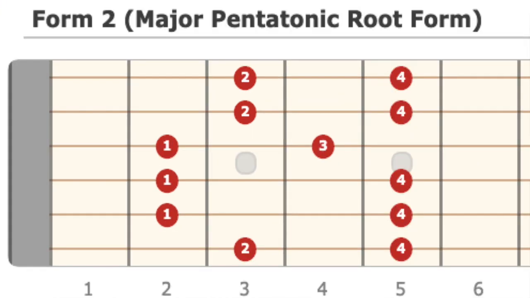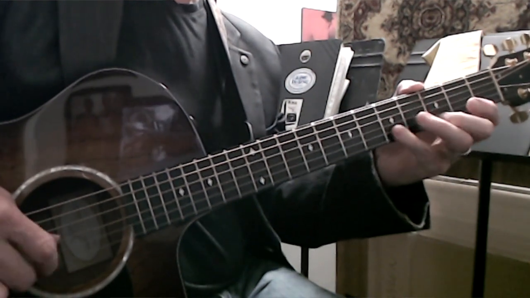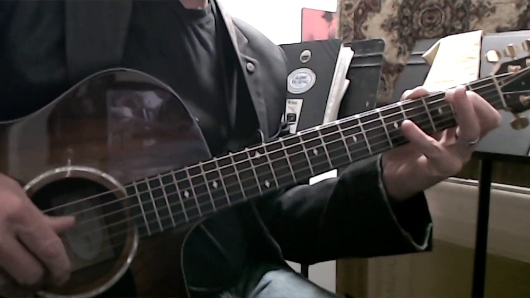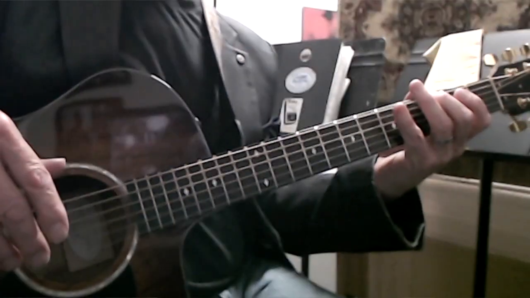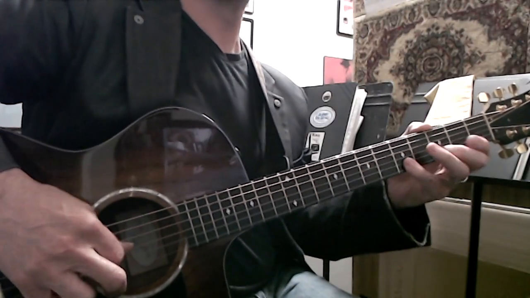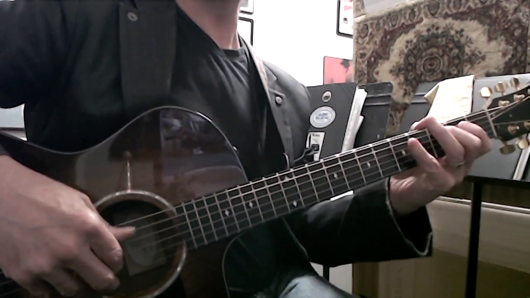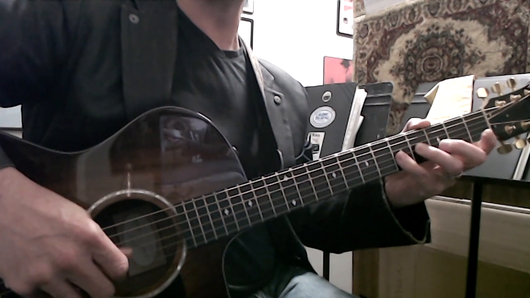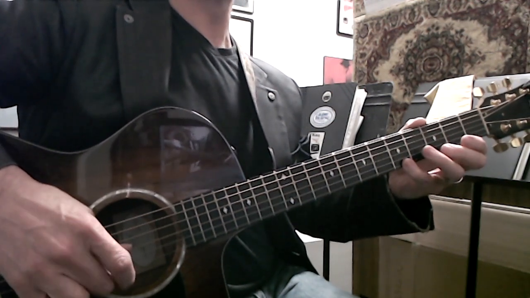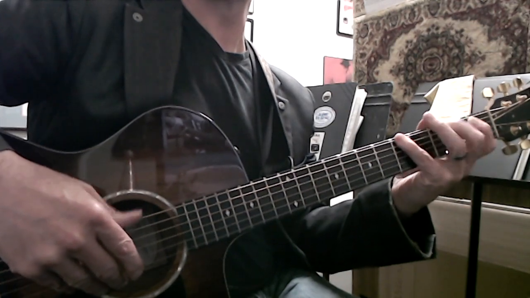So here's the form 2 major pentatonic. 2 4 1 4 1 4 1 3 2 4 2 4. Now we go 2 4 1 2 4 1 3 4 1 3 4 2 4 1 2 4. Seems like a lot of 2s and stuff in there.